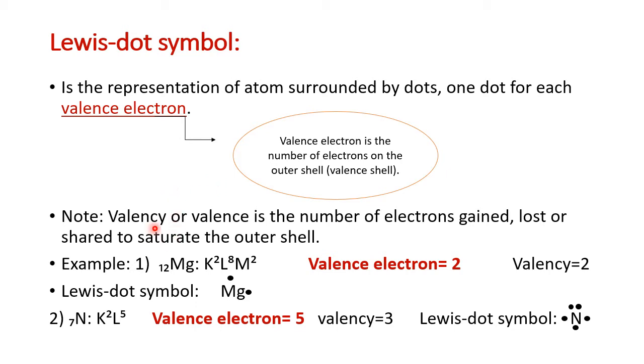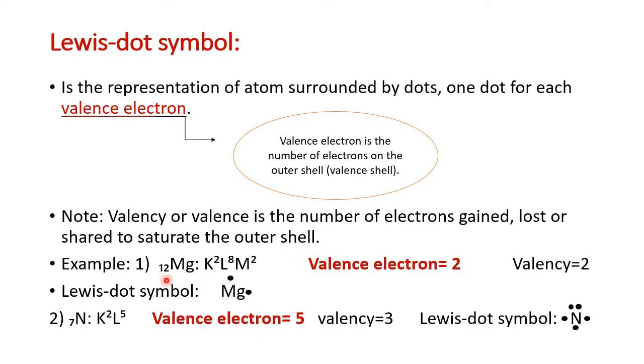Note, valency or valence is the number of electrons gained, lost, or shared to saturate the outer shell. It means valency or valence is how many electrons the atom needs to be saturated or to fulfill the octet rule or the duet rule. Octet means 8 and duet means 2. You'll understand this in the example.